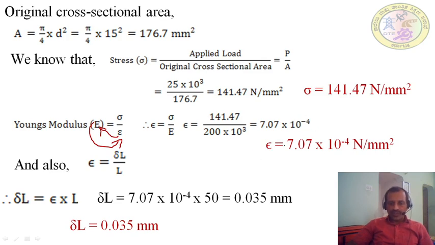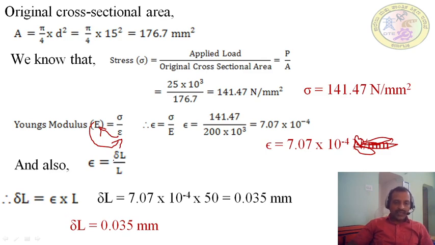So epsilon is equal to 7.07 into 10 to the power of minus 4. There is no unit for this; it is unitless. And also epsilon is equal to delta L by L. You know, it is the strain formula. It is delta L by L.